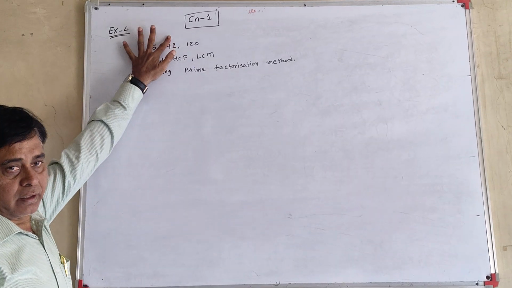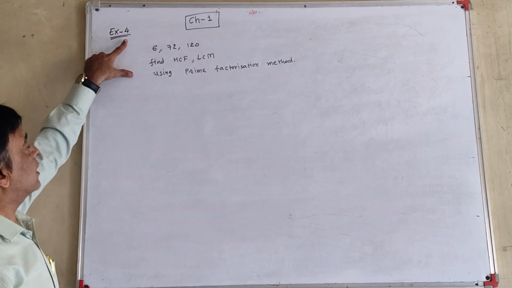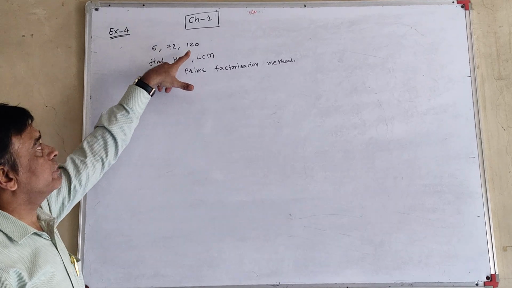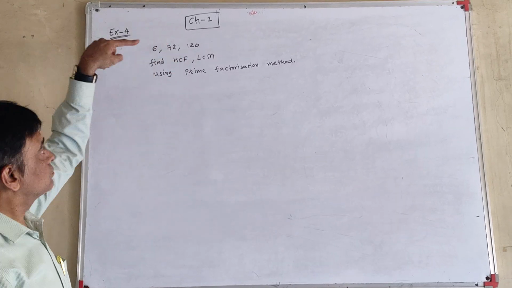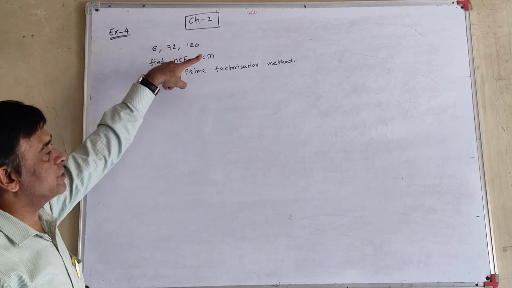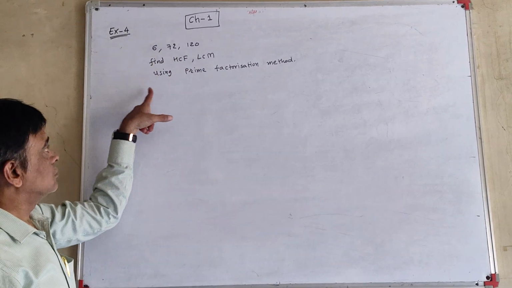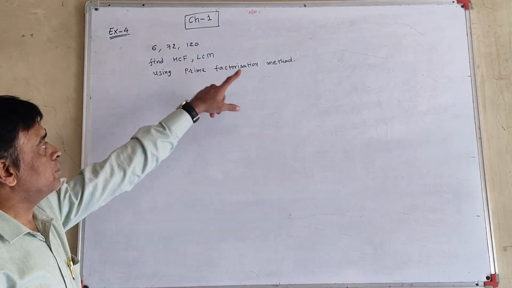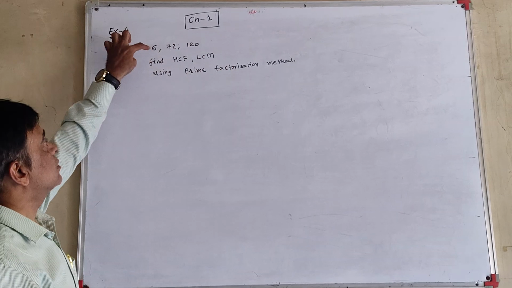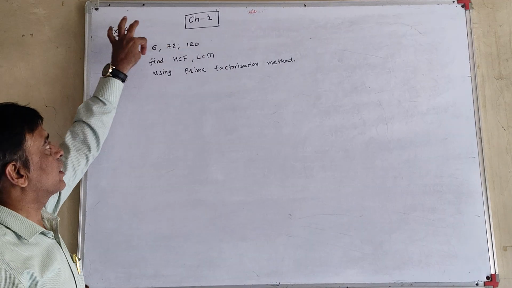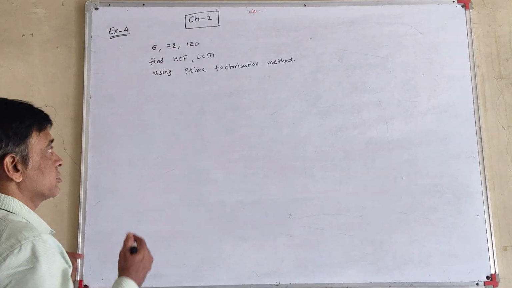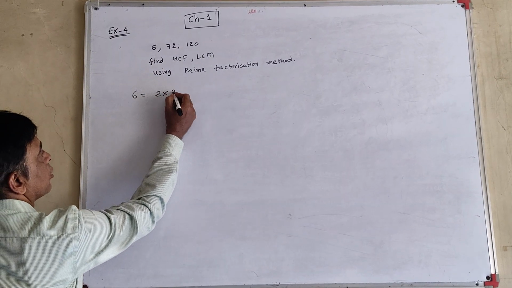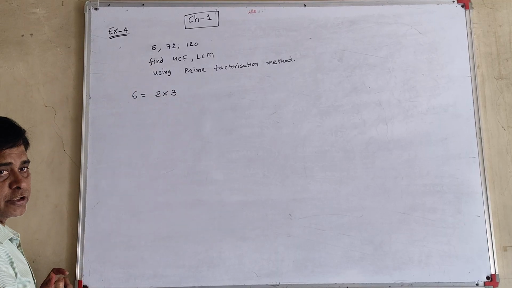Chapter 1, Real Numbers. Example 4: 6, 72, 120. Three numbers are given. We want to find out the HCF and LCM using the prime factorization method. That means we have to factorize all these three numbers. First of all, 6. 6 is a product of 2 and 3. 2 threes are 6.